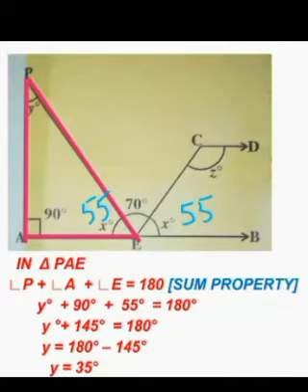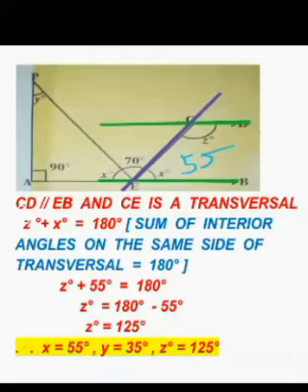So now let us add 90 degrees plus 55 degrees. So you will get 90 plus 55 is 145 degrees. So y plus 145 degrees is equal to 180 degrees. Now let us transpose 145 to the other side. So y is equal to 180 degrees minus 145 degrees. So the value of y is equal to 35 degrees. Now we got the value of y, children.